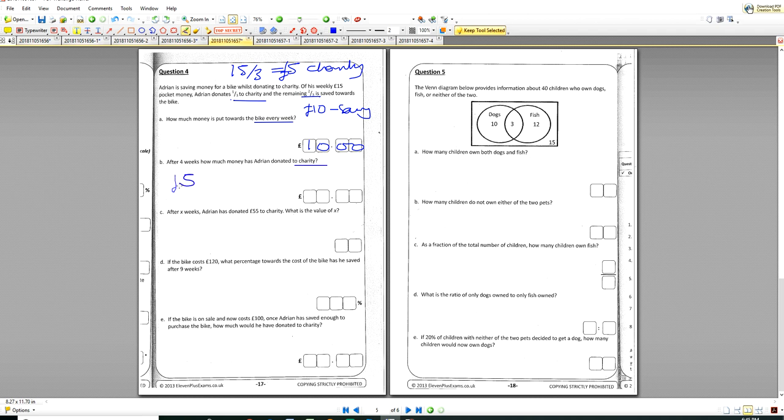We know he's giving £5 per week because we just worked it out. So we have to multiply that by 4. So that'll give you £20.